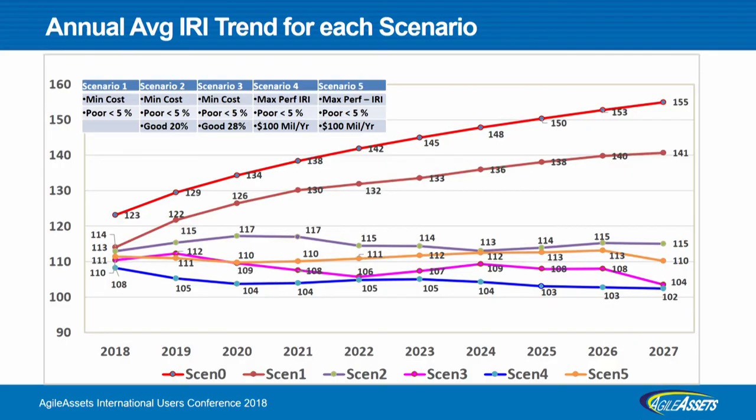Also, for pavement people, IRI is a big deal. So I'm showing you here how IRI is changing for all of these scenarios. That can be set as one of your major criteria when you are setting these targets as well. So in this scenario where we have 100 million allocated, we are getting the lowest IRI. If that is a higher priority per policy, that may dictate how we establish our targets.